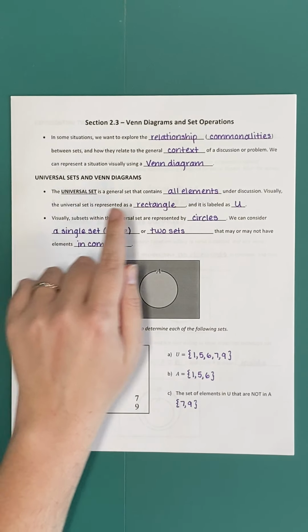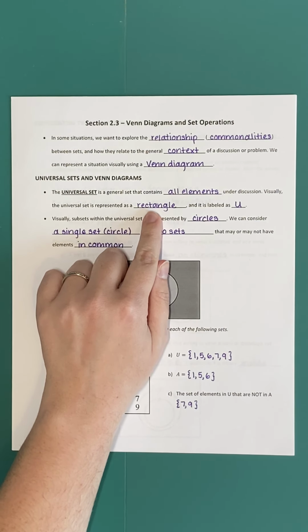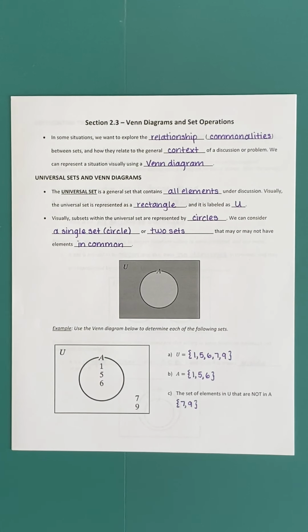Visually, we're going to represent the universal set as a rectangle, and we're going to label it with a capital U. That means this U is kind of off limits as a label for other situations. If you wanted to use a U to label your set, you can't use it. You're going to have to come up with a different variable, a different label, because U specifically stands for the universal set.